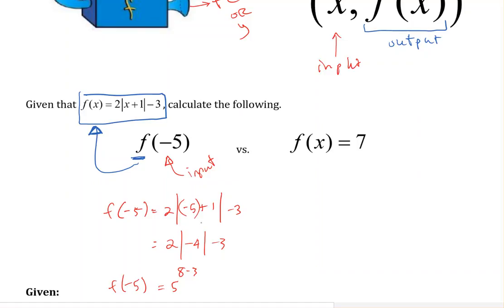Do keep in mind here with this absolute value, just a quick reminder, we always want to simplify inside an absolute value first, then take its absolute value. You do not want to change this into positive 5 plus 1 because of the absolute value sign.